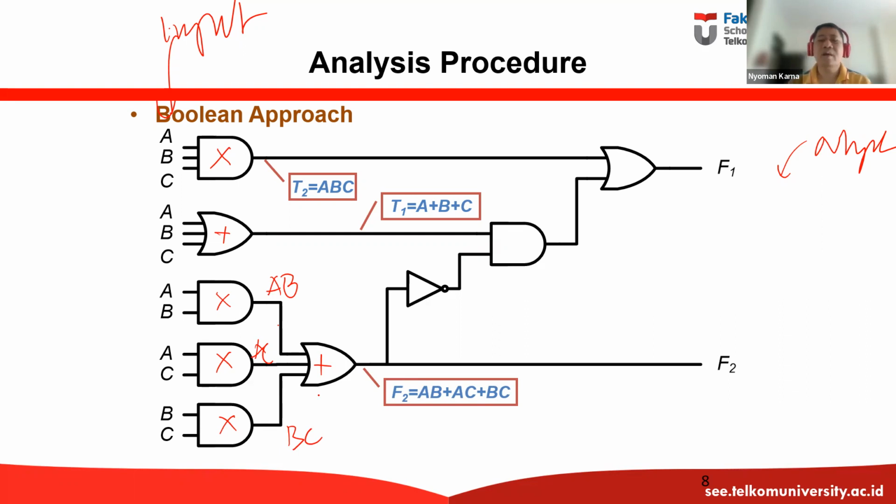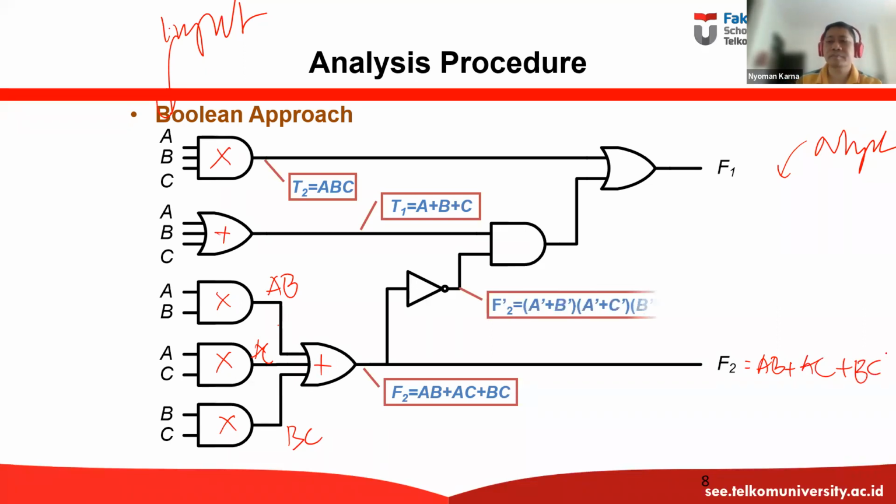Okay. So now we have reached the F2. So F2 is AB plus AC plus BC. Now, let's try to find out the F1.